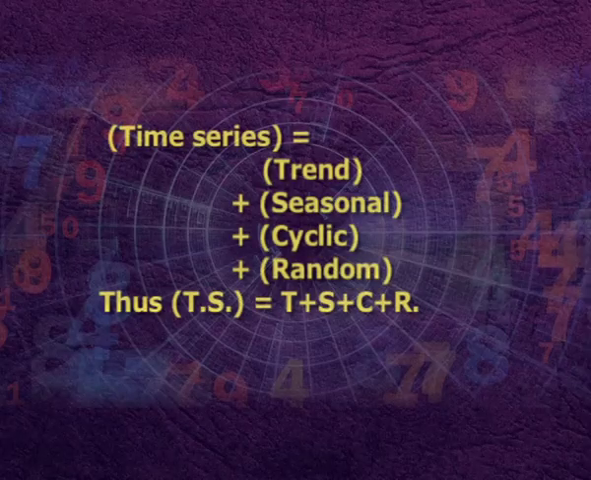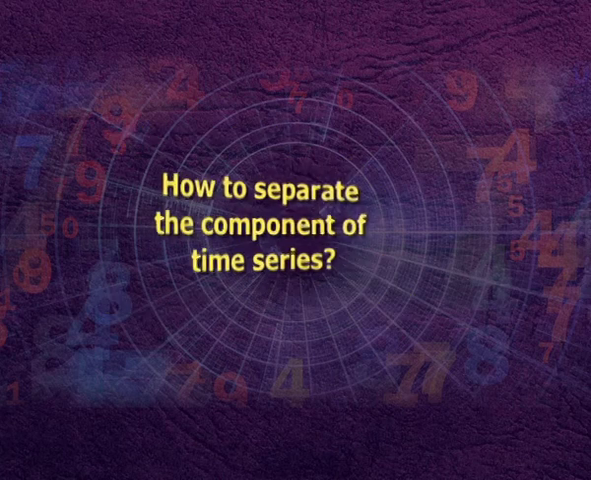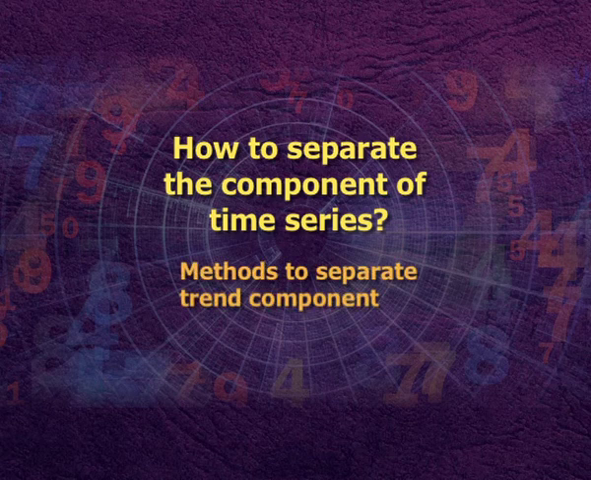If we summarize all the above factors, then the given time series for its additive model can be expressed as: time series equals trend plus seasonal plus cyclic plus random. Thus, TS equals T for trend, plus S seasonal, plus C cyclic, plus R random. Number 3, how to separate the components of time series. Methods to separate trend component.